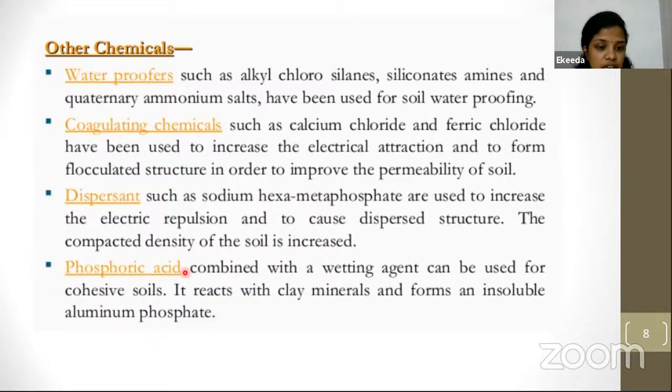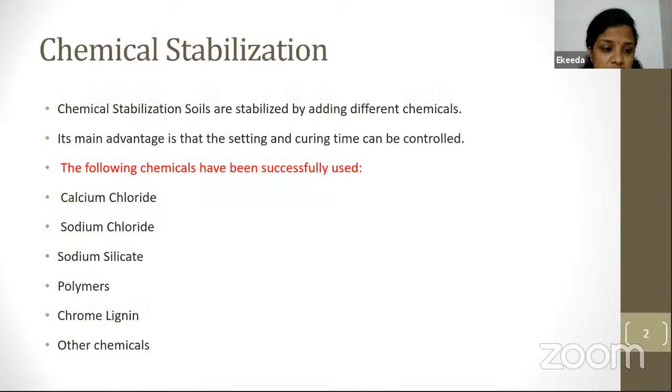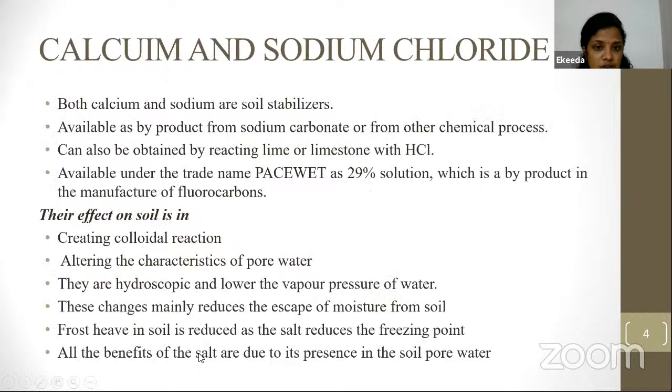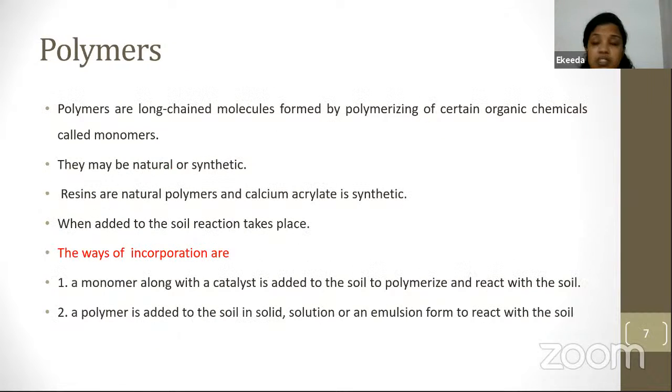Then phosphoric acid is combined with a wetting agent for cohesive soil. It reacts with the clay minerals and forms an insoluble aluminum phosphate. So these are the chemicals that we can add to the soil to alter the property. So I will explain it once more. What are the chemicals that we can add? That is calcium chloride, sodium silicate, polymers, and other chemicals. So calcium chloride, which we have explained, sodium silicate, lignin, waterproofers, and polymers.